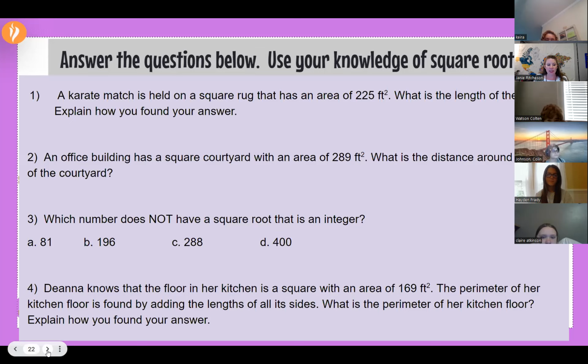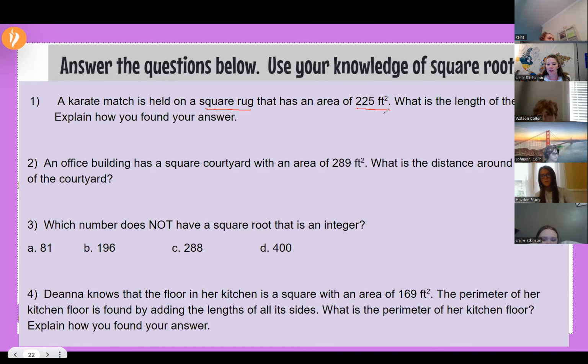All right, this is what we need to look at. I think this is one of the slides I asked you guys to please print, right? I hope you did. All right, look at number 1. A karate match is held on a square rug that has an area of 225 feet squared. What is the length of the mat? Explain how you found your answer.